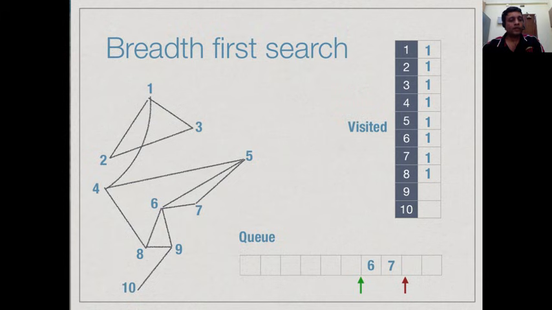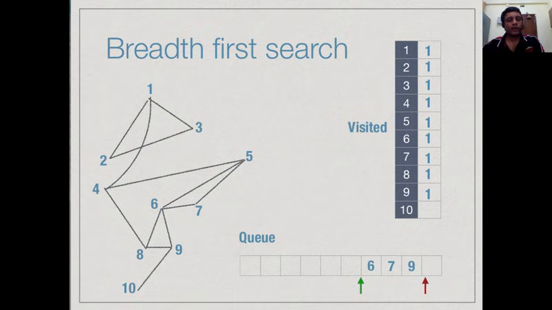So 8 has neighbors 4, 6 and 9. 4 and 6 are old, but 9 is new, so we add 9 to the queue. Now we go back and explore 6 because 6 is the vertex at the head of the queue. So now we look at neighbors of 6. The neighbors of 6 are 5, 7, 8 and 9.